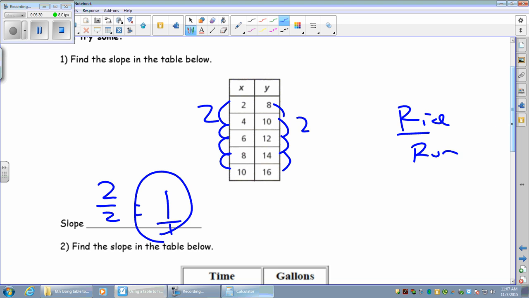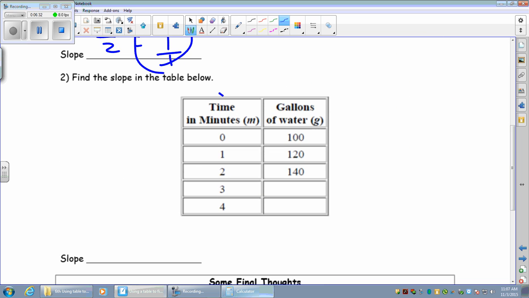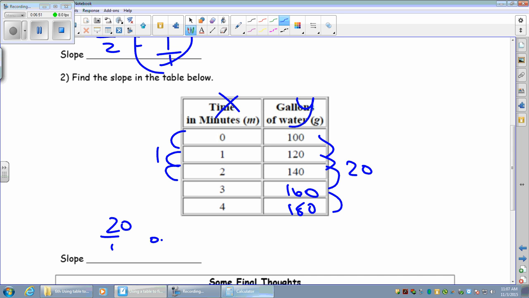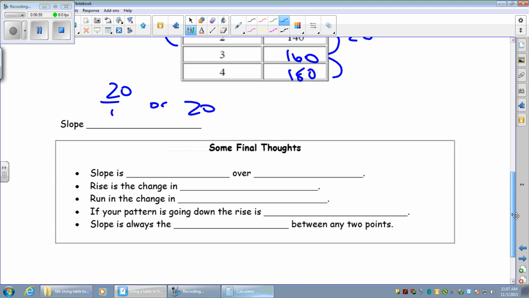Taking a look at number 2, just as easy. Remember, I have an x and a y. So which one has to go first, the left side or the right side? Obviously, it's the right side. And I could fill out the rest of it, 160, 180. That should be pretty easy for everyone watching this video. So doing that, I end up getting 20 over 1. So my slope is just 20 over 1, or just 20. And that's it, guys.